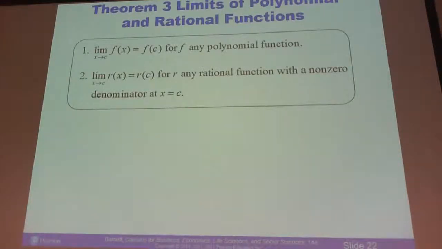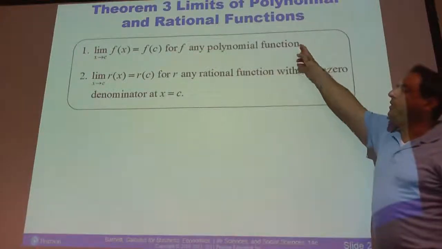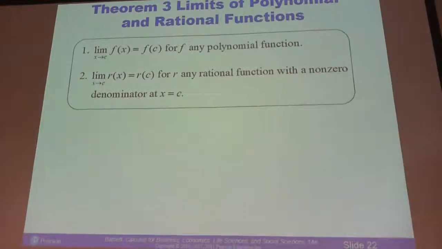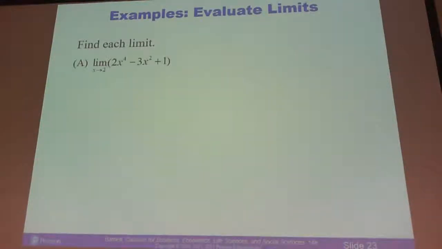The limit as x approaches c of f of x equals f of c for any polynomial function, and the limit as x approaches c of r of x equals r of c for any rational function with a non-zero denominator at x equals c. Bottom line, if it's polynomial, then the limit will exist. If it's rational, you've got to be careful of the denominator. Again, once we do examples, it will make more sense.